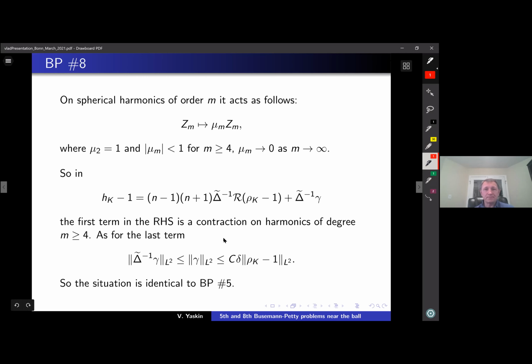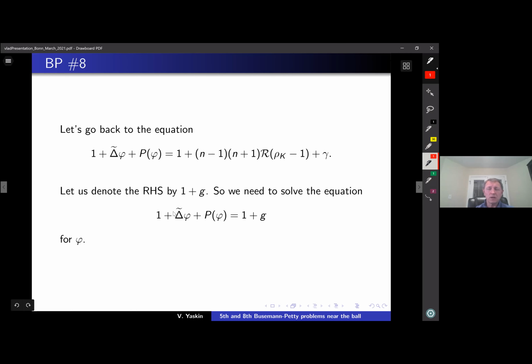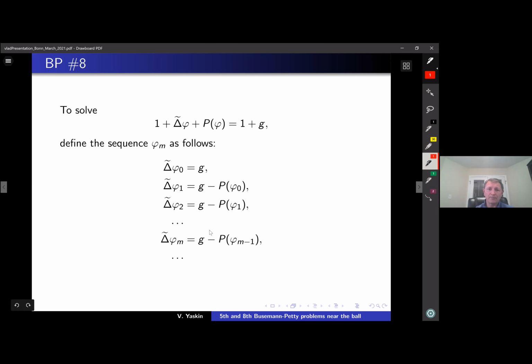Now the problem is I removed one term, p of phi, right? So I just removed this term. So what do we do with it? Of course, we need to solve this. This is the original equation. Remember, p of phi contains products of second order derivatives of phi. So let's denote the right-hand side of this equation by 1 plus g. And so we need to solve this equation for phi. This is what we want.